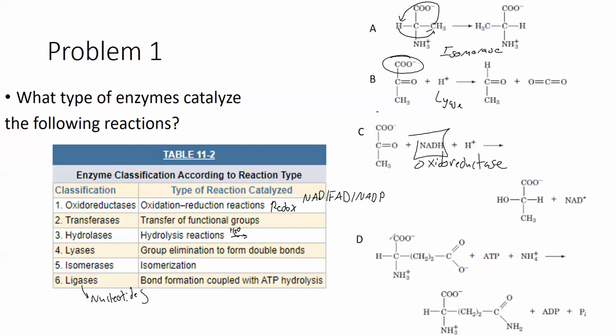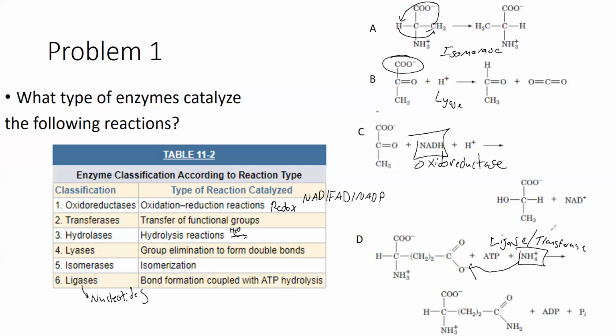In D, here we have an amino acid, and ATP plus ammonia. What's happening here is that we're removing the oxygen and adding this NH4 to where that oxygen was, but doing that uses ATP. So this would be a ligase. This is a weird version of this in that we're not doing it with nucleotides. This could also possibly be a transferase in that we're transferring a functional group, NH4, onto a molecule. Either one of those would probably be fine in that situation.